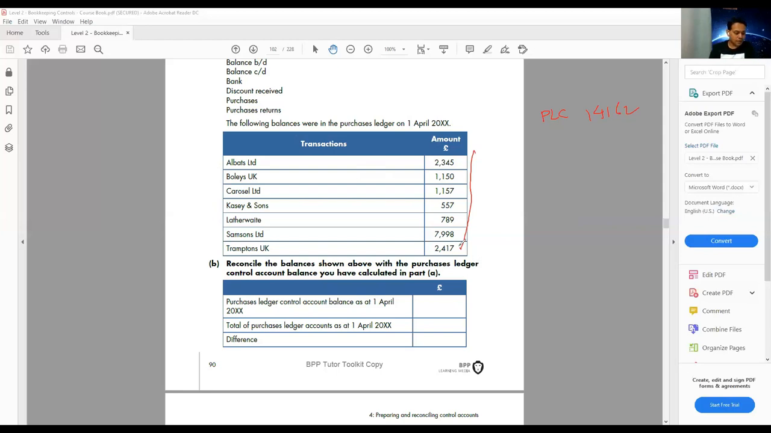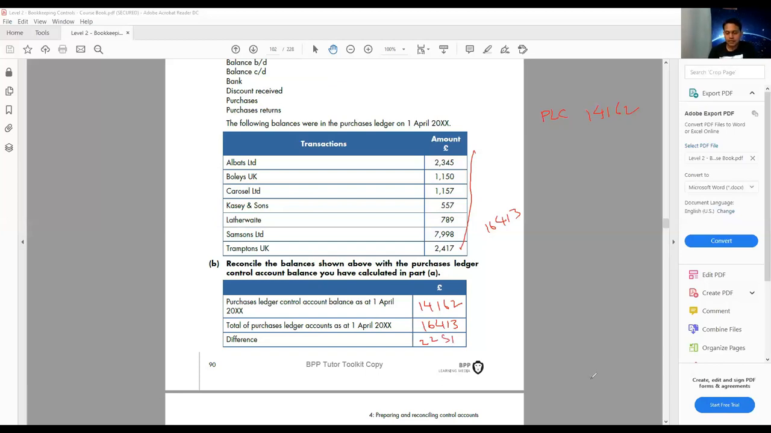So 2345. Then we have 1150, 1157, 557, 789, 7998, 2417. That is 16413. 16413, isn't it? So I'm gonna write here purchase ledger account, 16413, and the purchase ledger control, that one we have calculated, 14162, and the difference is 2251. Okay, 2251. That's it, the difference.